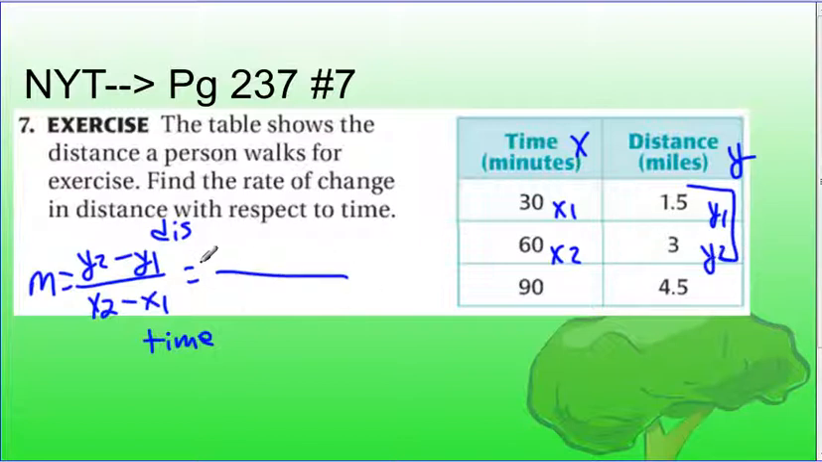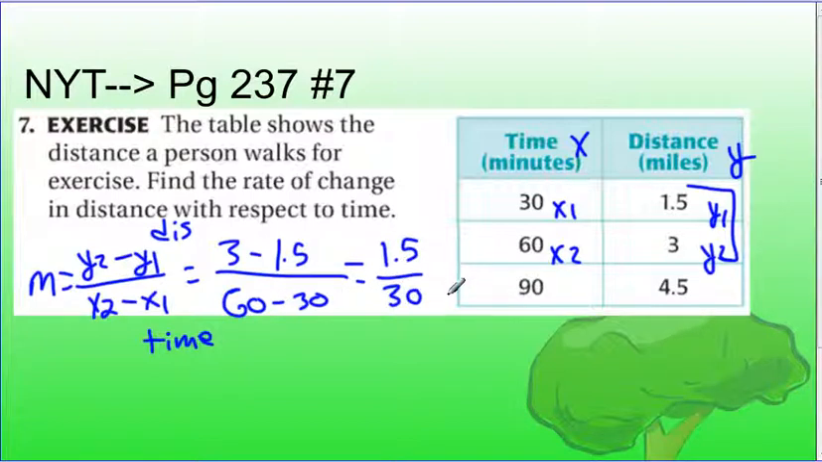Now we plug them in. We got 3 minus 1.5 over 60 minus 30. That's y2 minus y1 over x2 minus x1. I just plugged in my points. 3 minus 1.5 is 1.5, and 60 minus 30 is 30. This is a rate. It tells us that we go 1.5 miles every 30 minutes. That is a rate of change. There's absolutely nothing wrong with that.